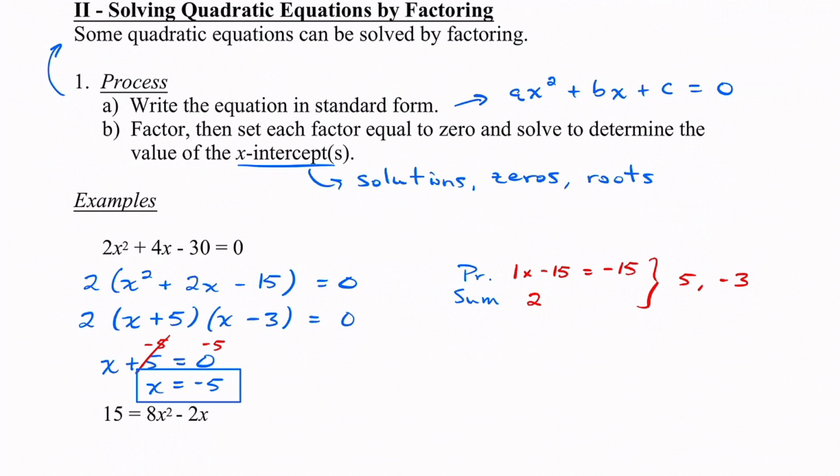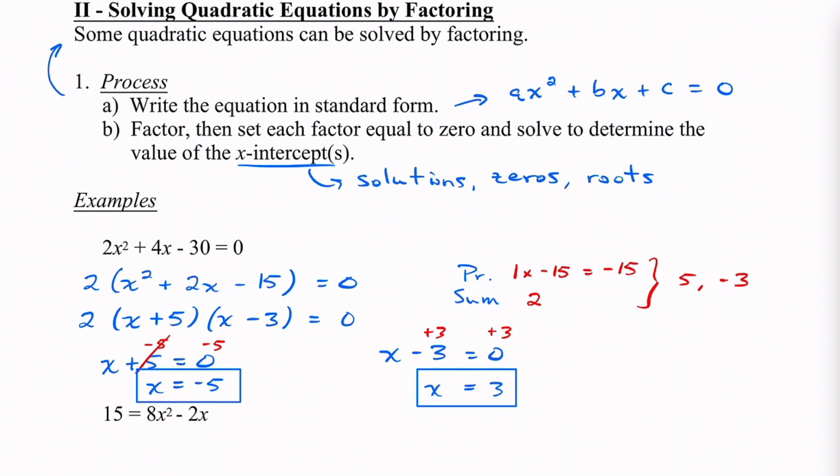Our other solution, we take the other bracket, so I'm just going to do that over here. So x minus 3 equals 0. Then I will add a 3 onto both sides, and then we get x equals 3. So there's our solution for that one.